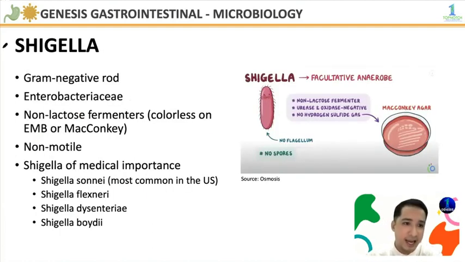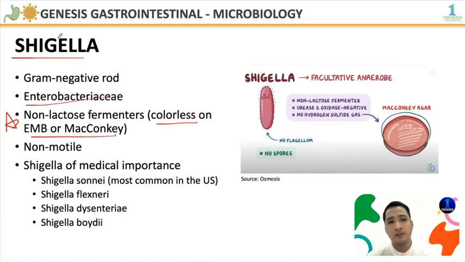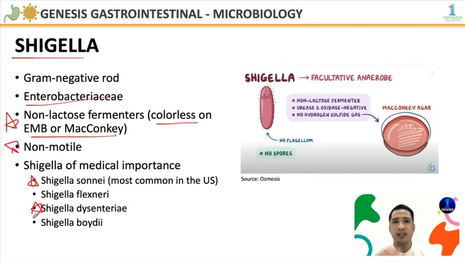Next pathogen is Shigella. Shigella is a gram-negative, important member of the Enterobacteriaceae. Remember, they are non-lactose fermenters and appear colorless on MacConkey agar. Take note, Shigella is non-motile compared to Salmonella, which is motile. Of medical importance, the most common in the United States is Shigella sonnei, and we're going to discuss Shigella dysenteriae causing bloody diarrhea. Shigella dysenteriae is considered the most severe and the most common in developing countries.